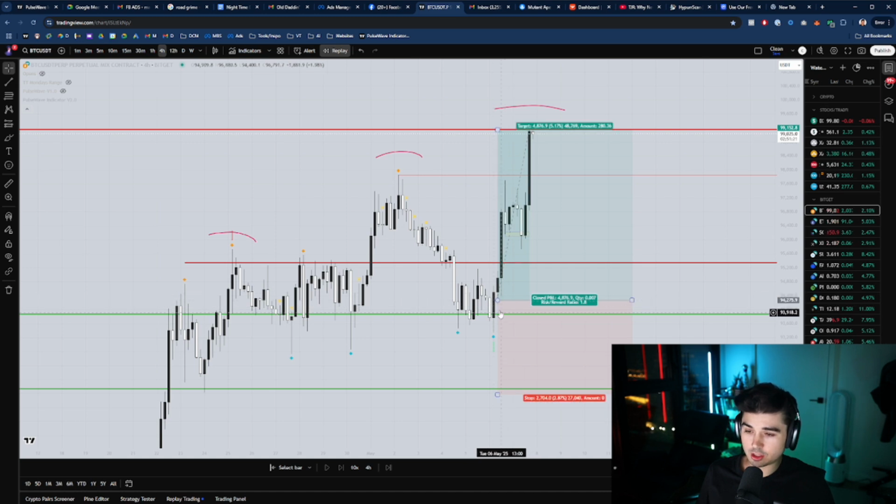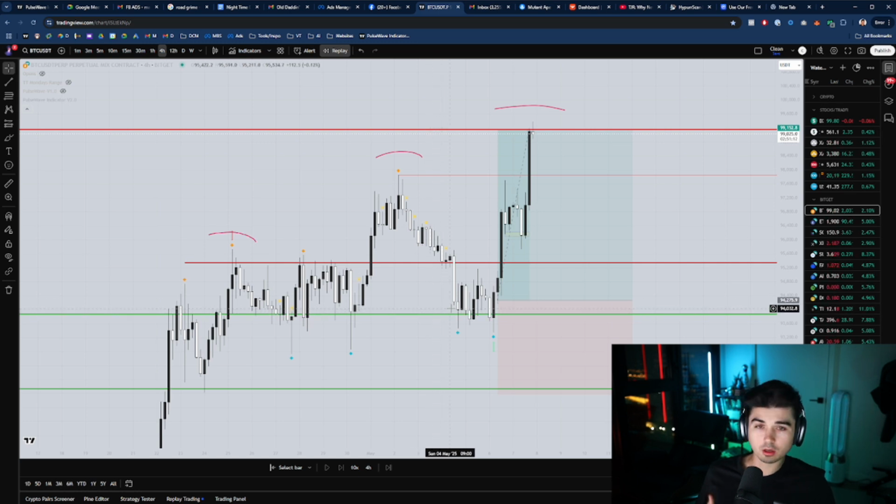I waited for confirmation. I could have entered down here at this PulseWave level. The green levels, these are essentially the supports. These are where you want to place bids and really look for entries. And then we have the resistances. And if we break past a strong resistance, there's usually going to be some major upside movement, right?